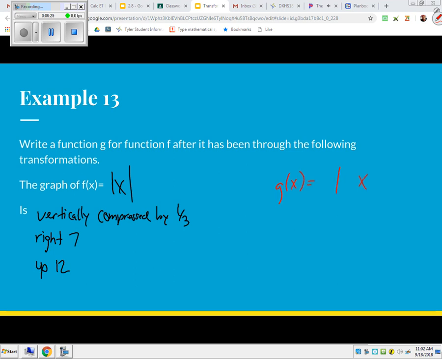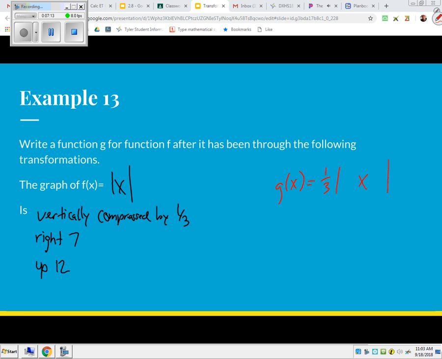I'll make my absolute value of x, leave some space around it so I can add, subtract, multiply, whatever needs to happen. So if I vertically compress it by 1/3, where does that 1/3 go? Outside. Do I do the reciprocal thing again? Do I? Inside or outside? Everything outside makes sense. I don't have to change anything when it's on the outside. So yeah, 1/3 on the outside.